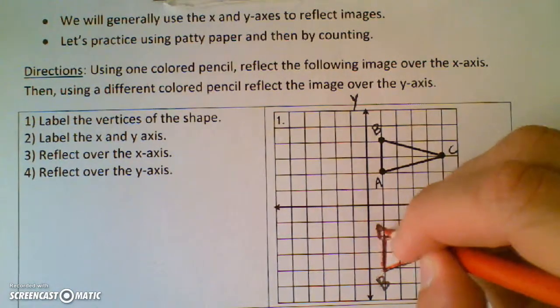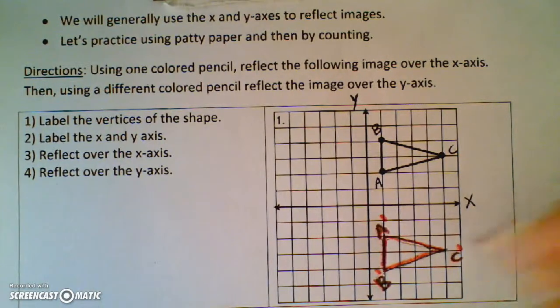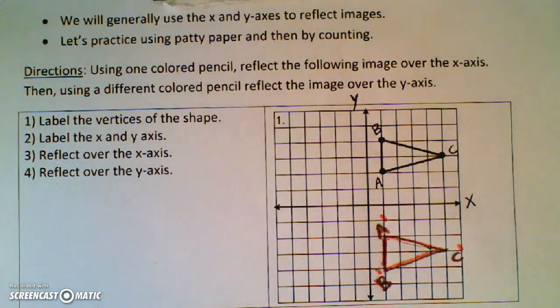Remember, when we do transformations, we have to use that prime symbol. So this is A prime, B prime, and C prime. These are the new locations of those positions.